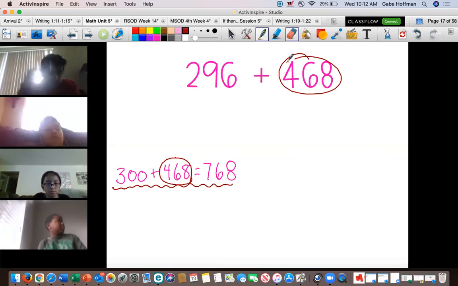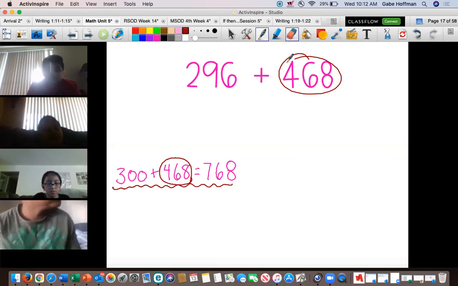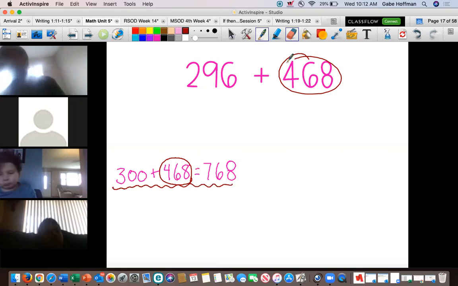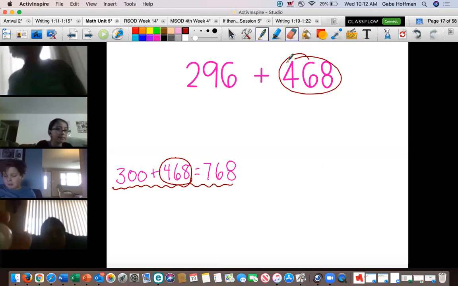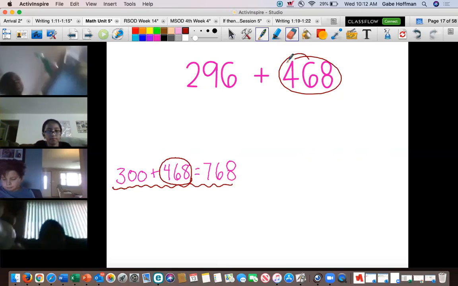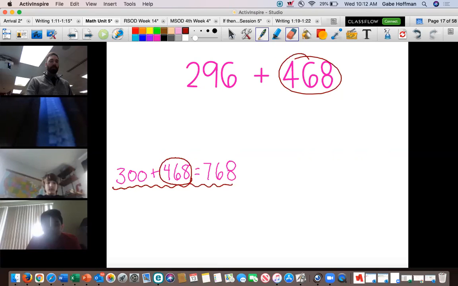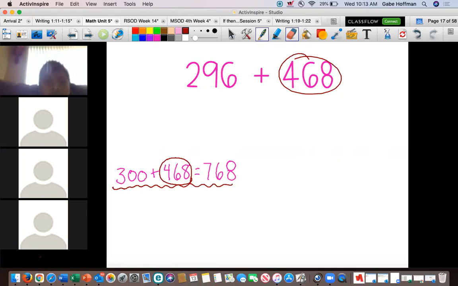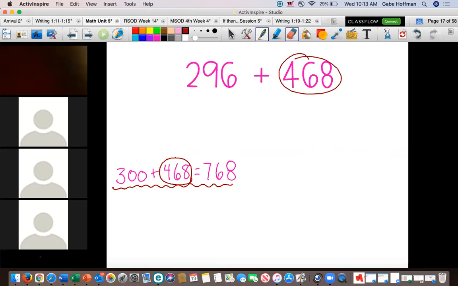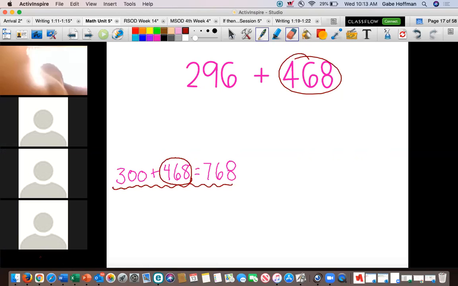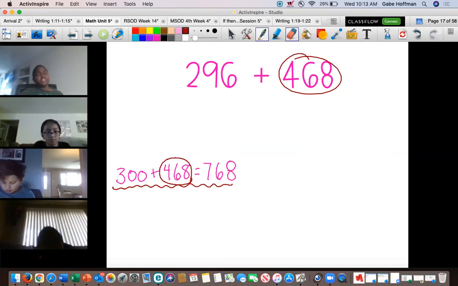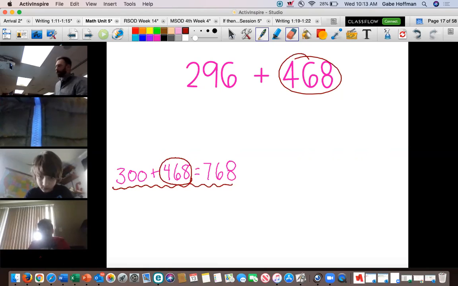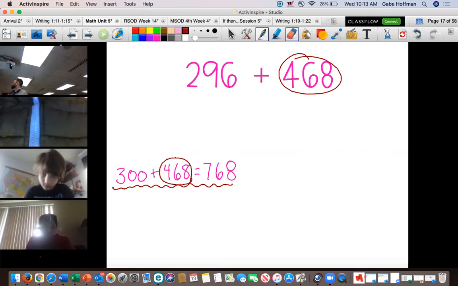So here's where it gets a little tricky. I have 300. My original problem is 296. Why would somebody change that from 296 to 300? Why would somebody do that? I'll wait all day till somebody wants to step up and talk about it. Why would somebody change that 296 to 300 in that problem?